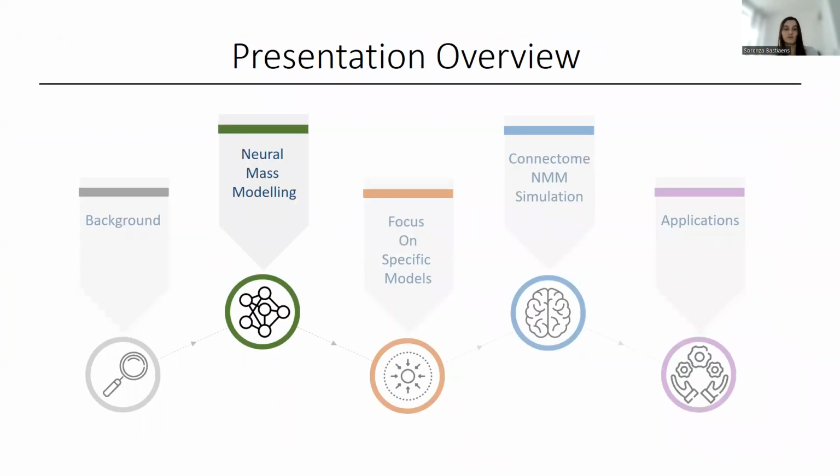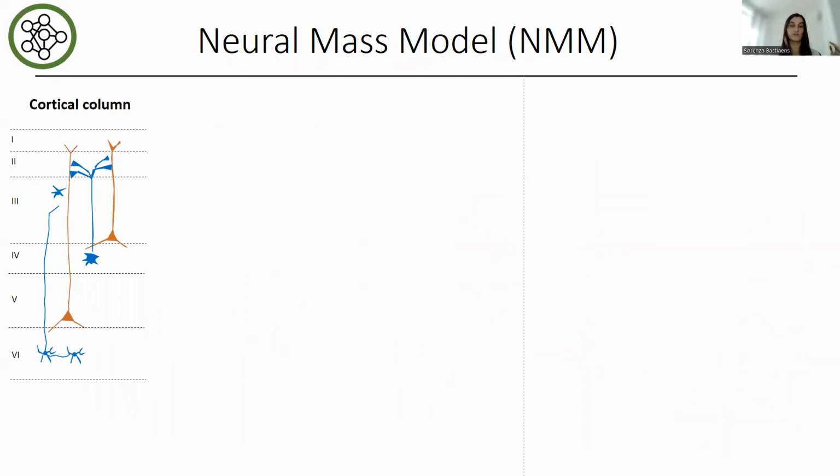So what is a neural mass model? Well, neural mass models are a specific type of mathematical modeling approach that can capture the collective behavior of large groups of neurons and synapses using only a few equations.